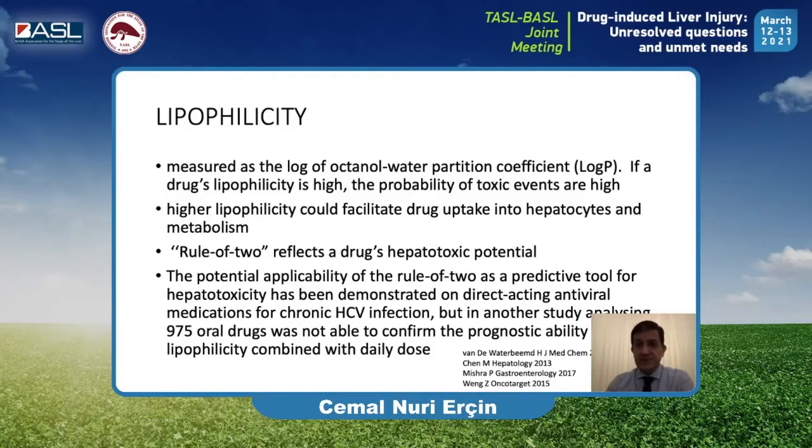The Rule of 2 reflects a drug's hepatotoxic potential. Based on an analysis of 164 approved medications in the US, high lipophilicity, meaning log P more than 3, and more than 100 mg daily dose were found to increase risk of DILI. The potential applicability of the Rule of 2 as a predictive tool for hepatotoxicity has been demonstrated on direct-acting antiviral medications for chronic HCV infection, but another study analyzing 975 oral drugs was not able to confirm the prognostic ability of drug lipophilicity combined with daily dose.